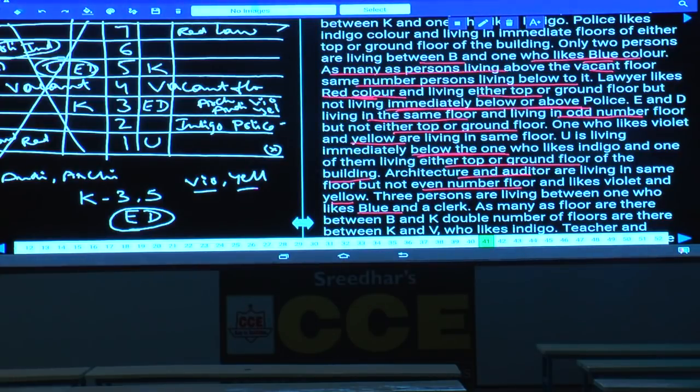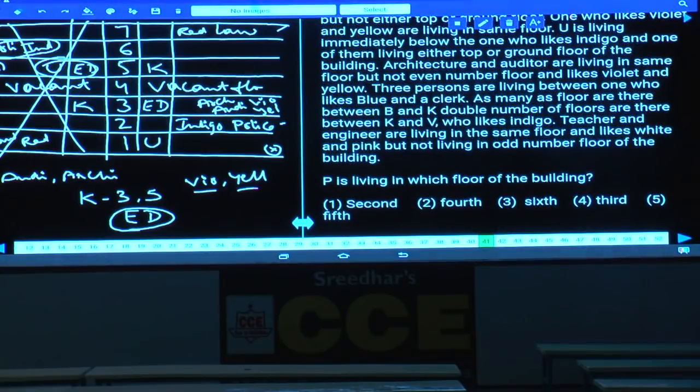Can B be in the second place here, tell me? B in the second floor, and K must be blue. Is there a chance? Then there are only 2 persons, E and D, living in between B and the one who likes blue color. Then 3 persons are living between the one who likes blue and the clerk. Blue and clerk, there are 3 persons. If this is B, the police, and B and clerk, the next one. 3 persons are living between.